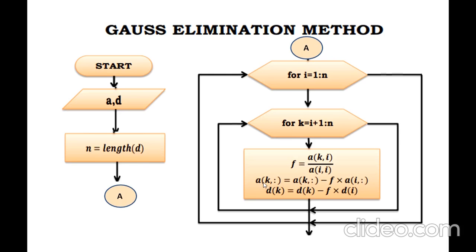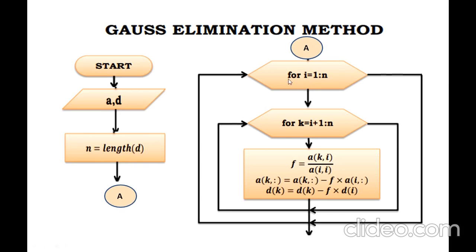Similarly, to get the A21 element as 0, we do this calculation: A21 is equal to A21 minus F, which I have calculated previously, into A11. In this way we get A21 as 0 by using this multiplication factor. Similar operations are performed in the D matrix also. If you execute this loop continuously, we will get the upper triangular form.